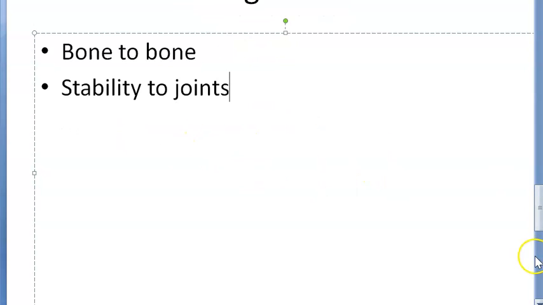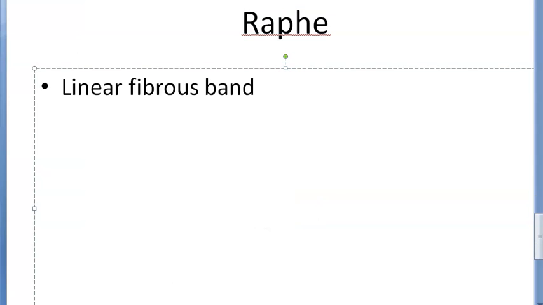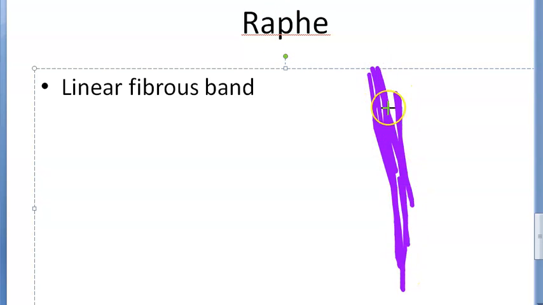There is yet another terminology here in this textbook that is talking about raphe, okay? What is raphe? Raphe is basically a fibrous band, okay? Remember, and it will be linear, so easy to understand, okay? It's linear. Look at this, this is raphe, it is linear. What exactly is happening in this line? At this line, a lot of muscles and all are coming and inserting.